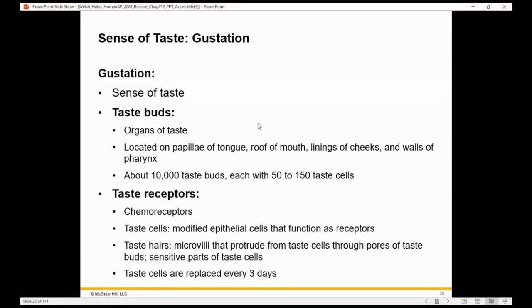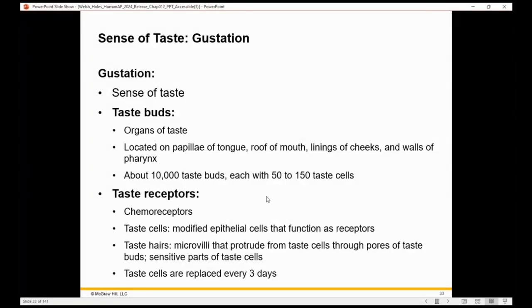Next, let's talk about the sense of taste, or gustation. Gustation is the sense of taste, and taste buds are responsible for this. These are the organs of taste, and they're located in the papillae of the tongue and the roof of the mouth, the linings of your cheeks, as well as the walls of your pharynx.